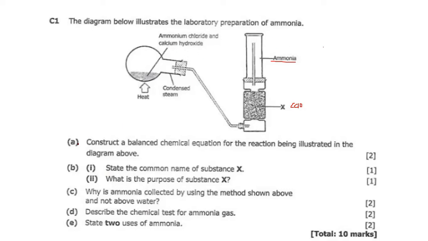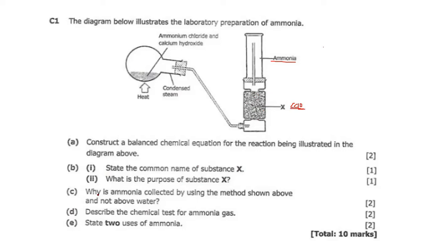Question A reads: construct a balanced chemical equation for the reaction being illustrated in the diagram above. Then B says: state the common name of substance X. For you to know the common name of substance X, you first have to know its name. It's calcium oxide, and the common name is actually slaked lime. Then, what is the purpose of substance X? Like I said, it is a drying agent.